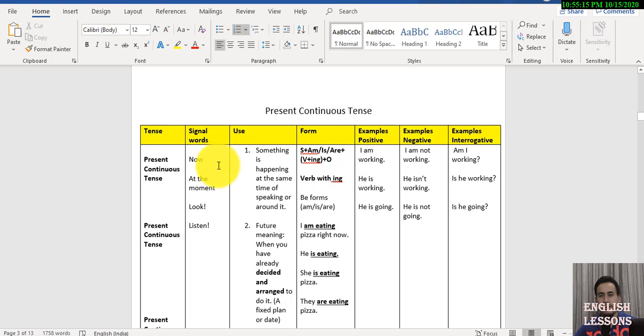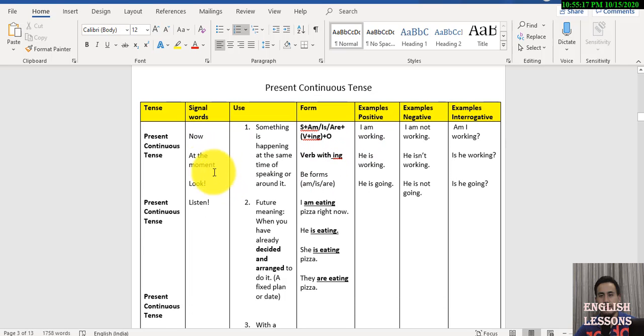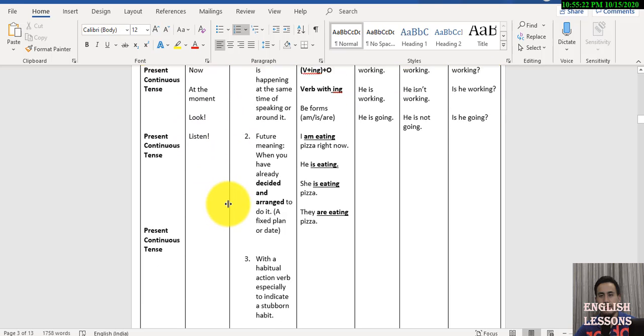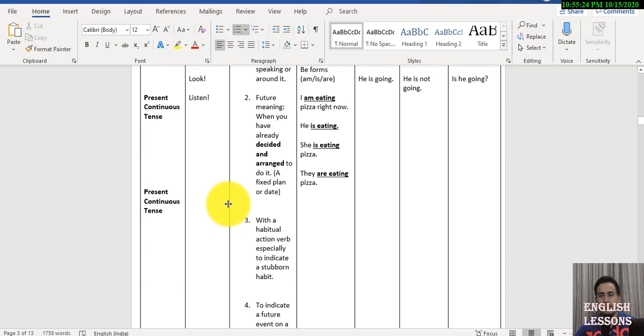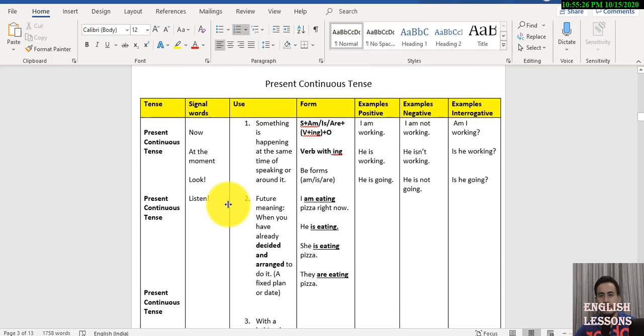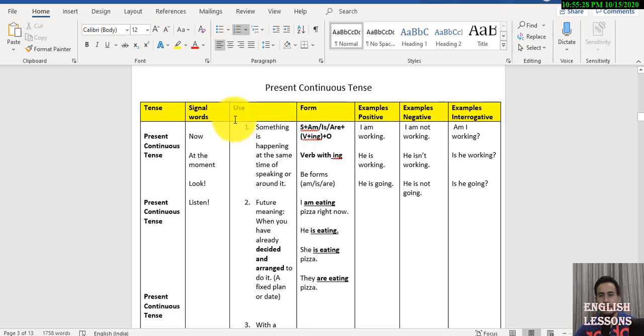The signal words are now, at the moment, look, listen. Listen to me now. Let's look at the uses of present continuous tense. Something is happening at the time of speaking or around it.